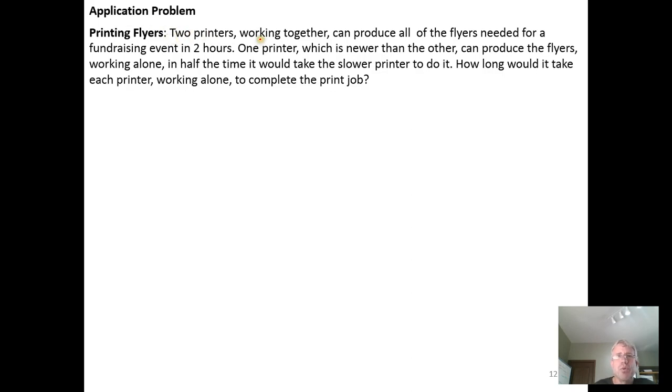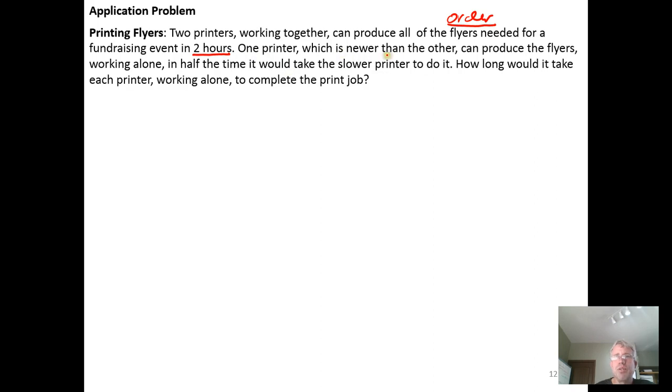It says two printers working together can produce all of the flyers needed for a fundraising event in 2 hours, or all of the flyers needed for an order. So we have an order of flyers. And the two printers working together can complete that order in 2 hours.